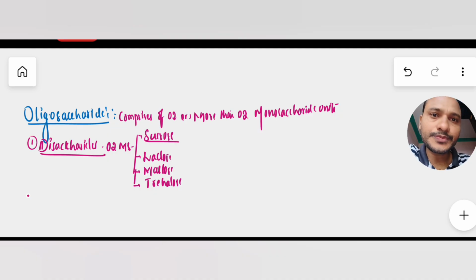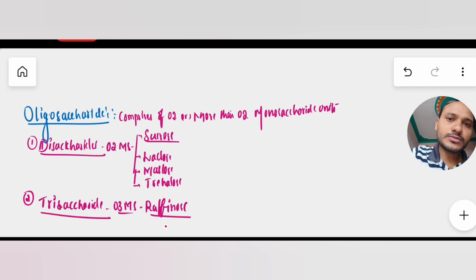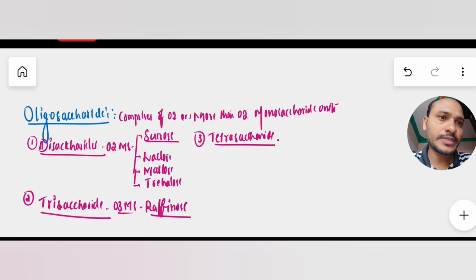Now coming to the second one: if three monosaccharide units join together, they form a trisaccharide. The best example here is raffinose; we will discuss how raffinose gets formed. If four monosaccharide units join together, they form a tetrasaccharide. The best example for tetrasaccharide is stachyose.